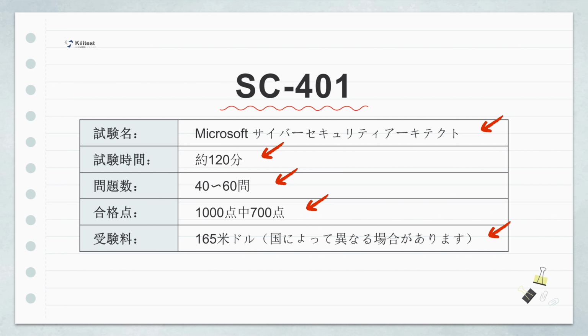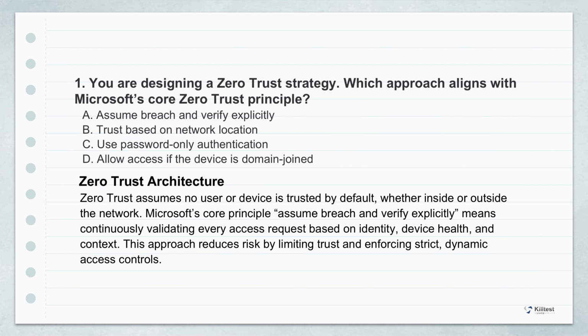Right, let's kick things off with a really foundational principle, one that's honestly reshaped how we think about security. Zero trust architecture. Zero trust. Big topic. Definitely. So imagine you're designing a zero trust strategy. What's the first thing that pops into your head when you hear zero trust?